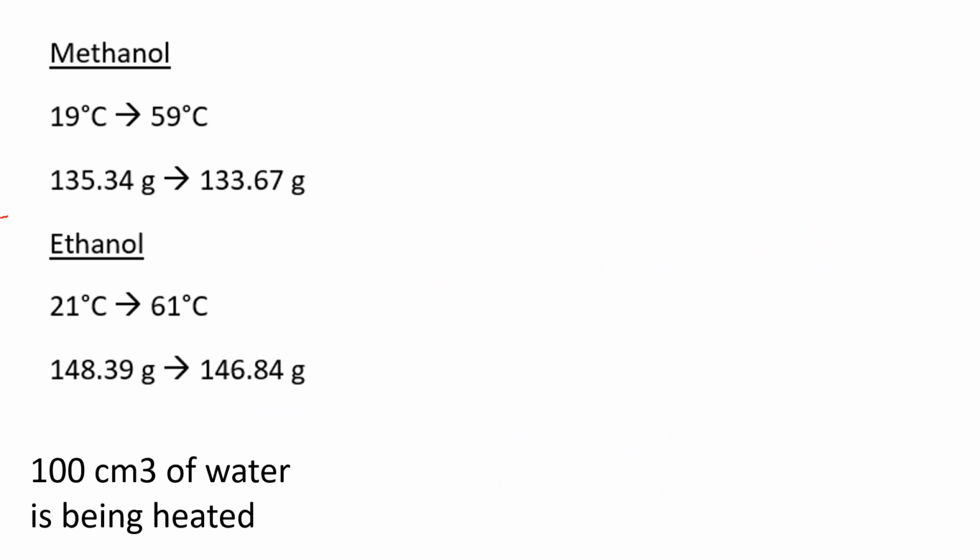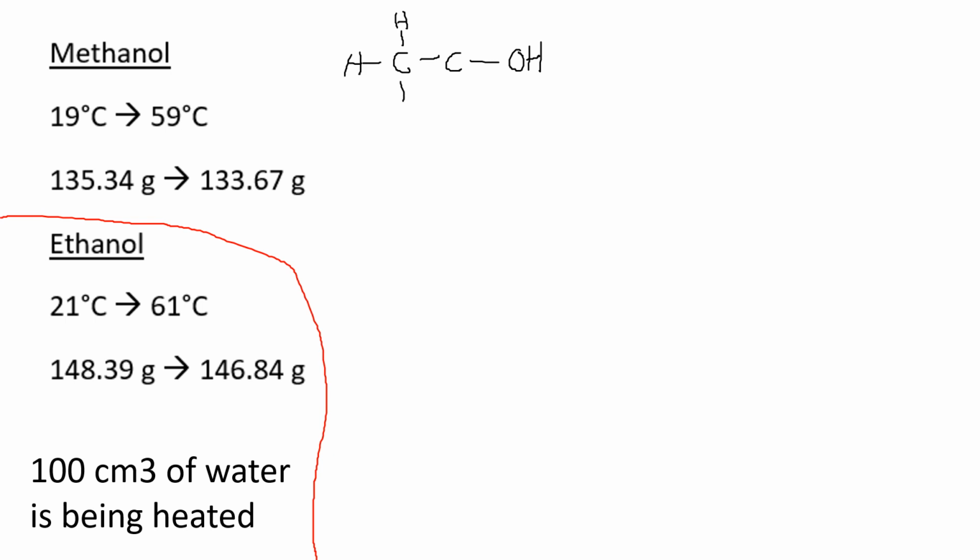Now I would strongly recommend pausing the video at this point and have a go at ethanol, and then unpause and see how you got on. So ethanol, we can draw it out, has 2 carbons, 1, 2, you've got an OH group, and then your hydrogens, so CH3 and CH2. So its molecular formula is C2H6O, and its molecular mass is therefore 46.06. So we'll need this information in a second.